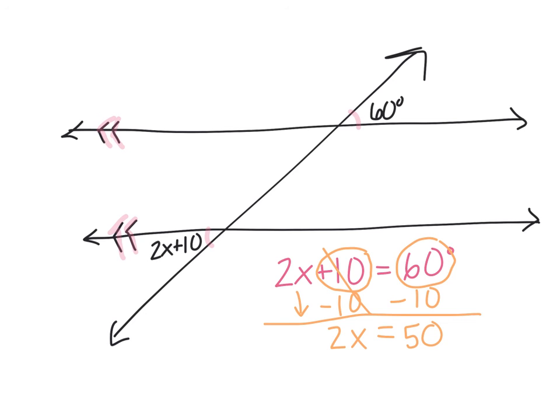Now we still need to get x by itself. And really, when we have 2x, it means that we're multiplying, so we're going to do the inverse, which is divide. Those equal 1. We're going to divide by 2 over here. So 50 divided by 2 is x equals 25.